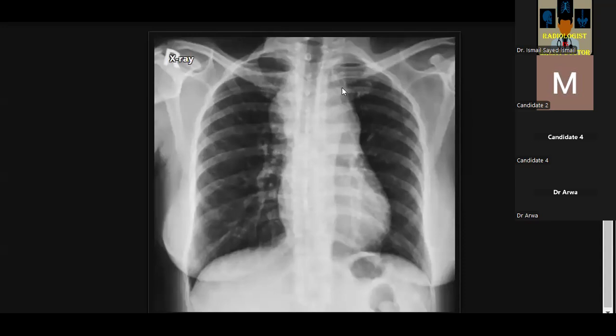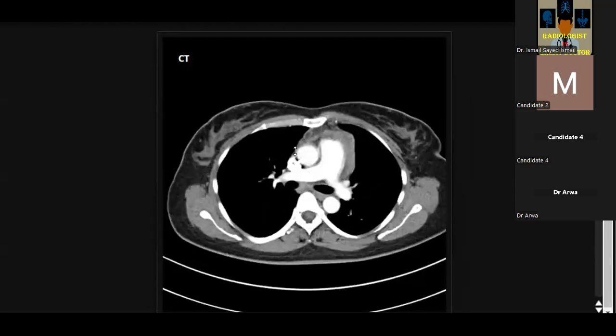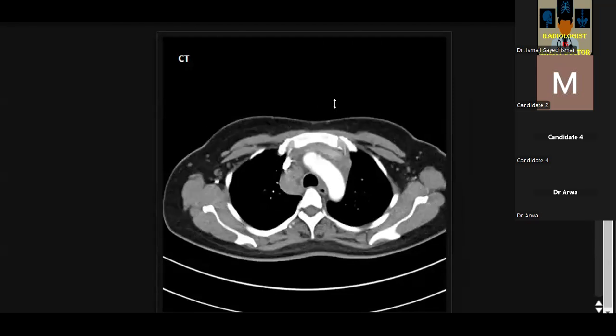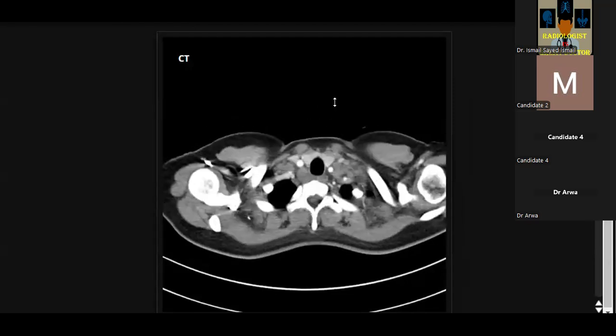And the second sign: the superior margin of this lesion is fading out above the clavicle. What is the name of this sign? Cervicothoracic sign. Yes, cervicothoracic sign. It's a very important sign in the clinical exam. So these are a collection of signs you may see in the exam. If you want to finalize, this is the last case. Same patient.